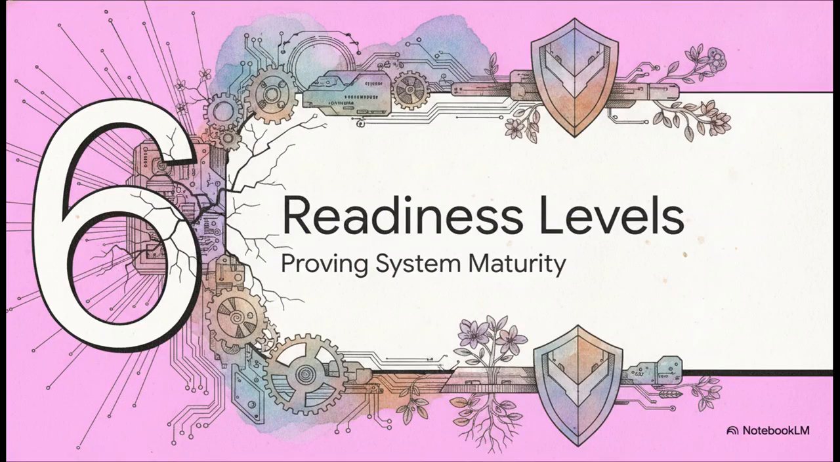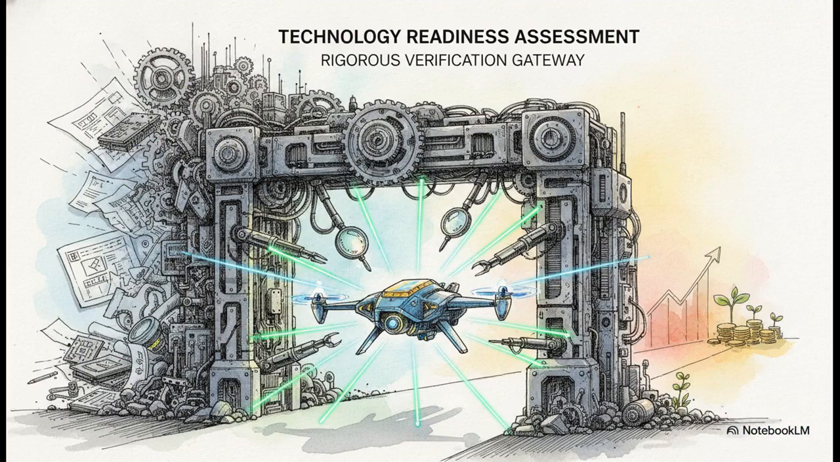Finally, Section 6, assessing readiness levels, proving system maturity. Before we even think about launching this incredibly complex, software-embedded, multi-domain system we've just built, we have to definitively prove it is mature enough to survive out there. We don't just sit around and guess if a product is ready. We use strict technology readiness assessments, or TRAs.